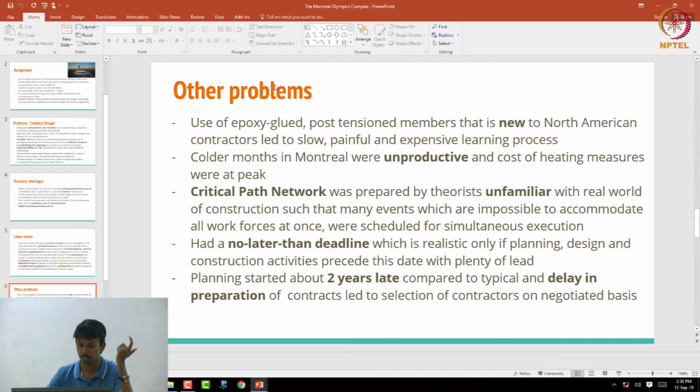And there are other problems. They used epoxy glued and post-tension members that were new to North American contractors. So they had to learn the process, and it led to a waste of time and was expensive also. And the weather in the city is also one of the major problems. Winter months were mostly unproductive, and the cost of heating measures also increased the cost.